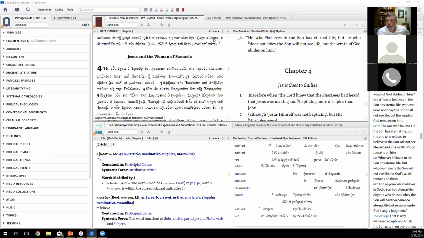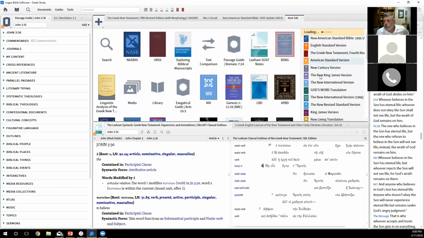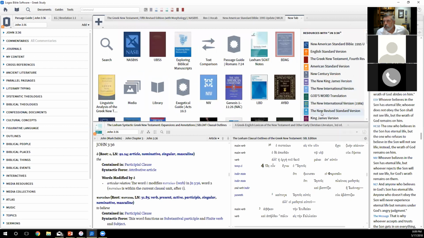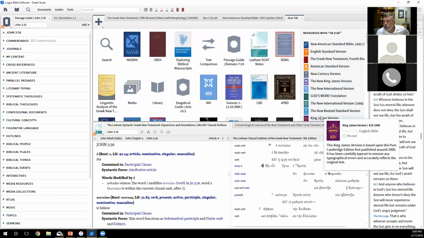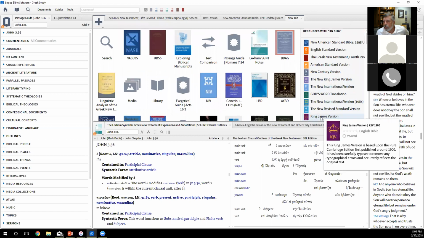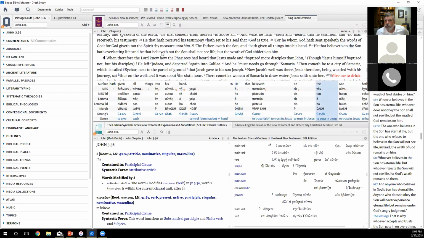Here's the neat thing about it. If I go to the King James, pull up the King James over here. He who believes in the Son. What translation do you typically use in English? KJV, and I use NIV for helps. Okay. Well, the King James will translate this in John 3:36: He that believeth on the Son has everlasting life, and he that believeth not the Son shall not see life, but the wrath of God abideth on him.